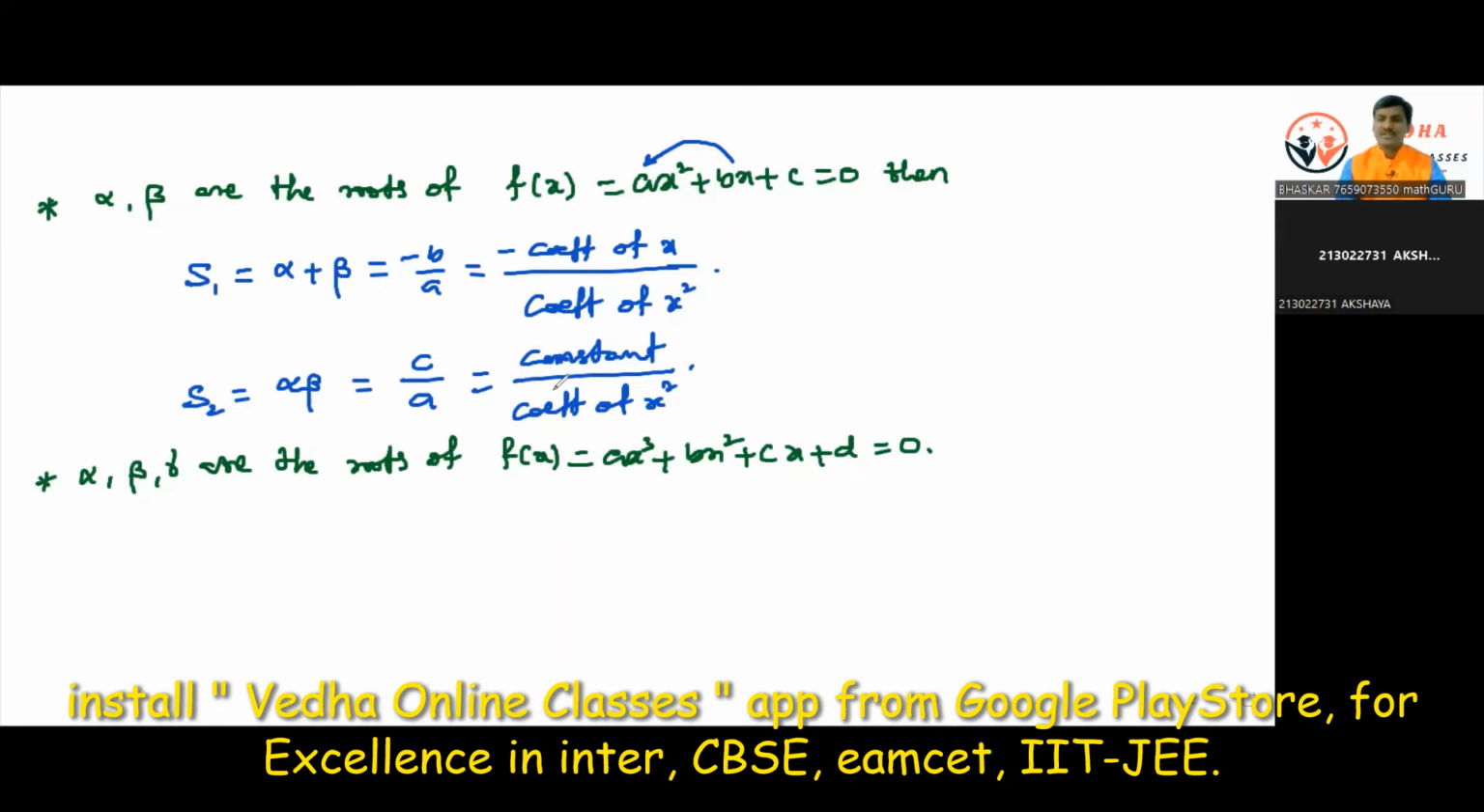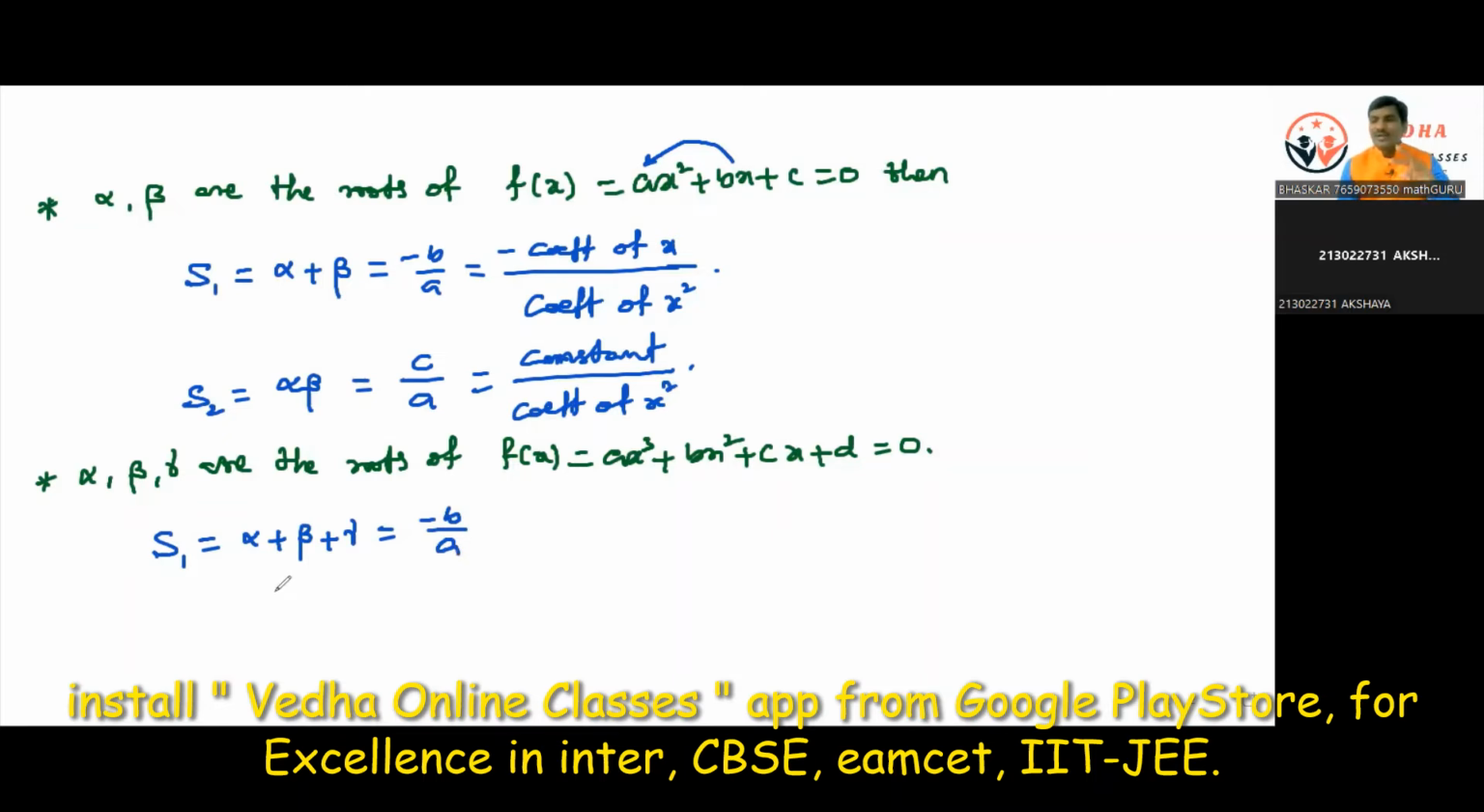It is a cubic equation. If it is a cubic equation, how do we take S1? S1 is nothing but the sum of roots. Sum of roots means we have to add all three roots: alpha plus beta plus gamma. Alpha plus beta plus gamma is equal to minus b by a, same as the previous one.